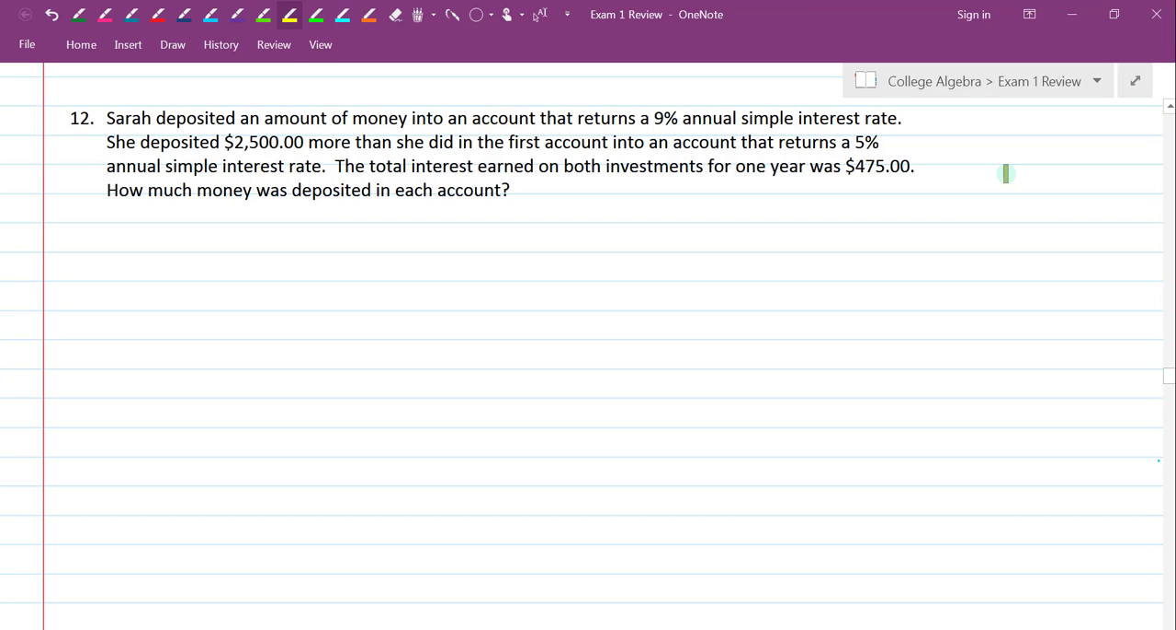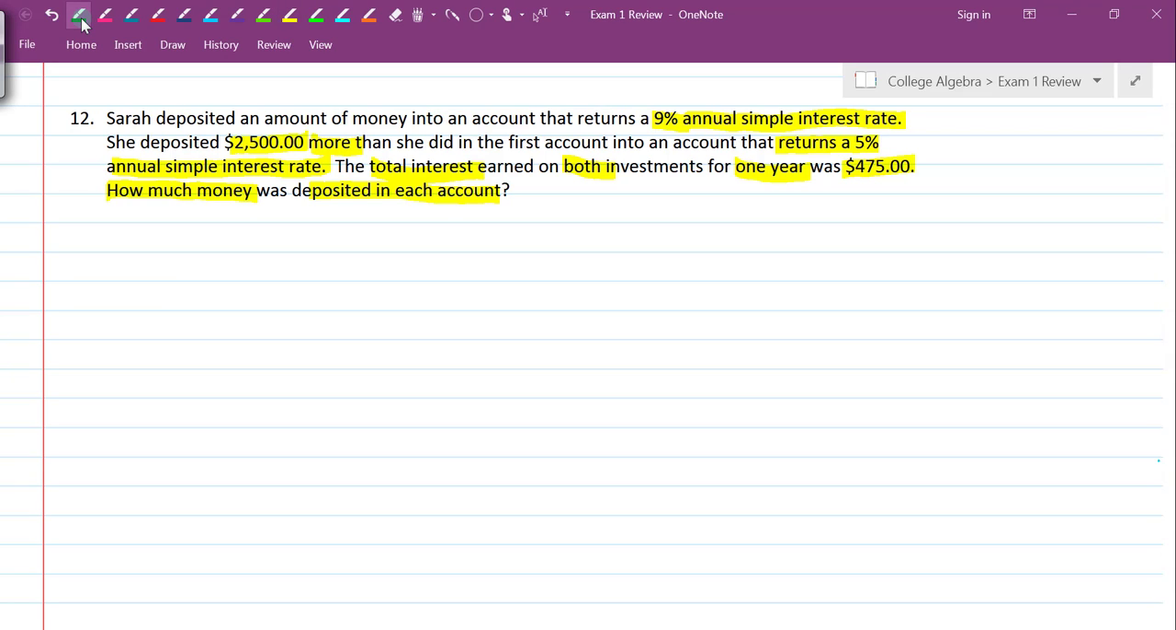So our third time reading through, we're going to be gathering data. We're going to highlight the information that is important. Sarah deposited an amount of money into an account that returns 9% annual simple interest rate. She deposited $2,500 more than she did in the first account into an account that returns a 5% annual simple interest rate. The total interest earned on both investments for 1 year was $475. How much money was deposited into each account? So that was the question. Now we can solve the problem.